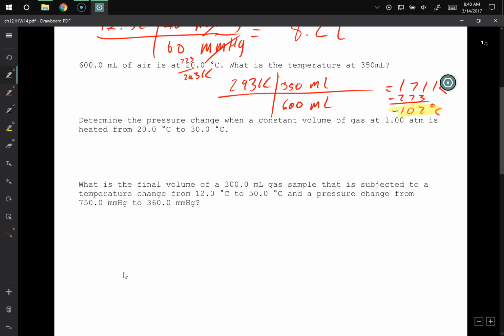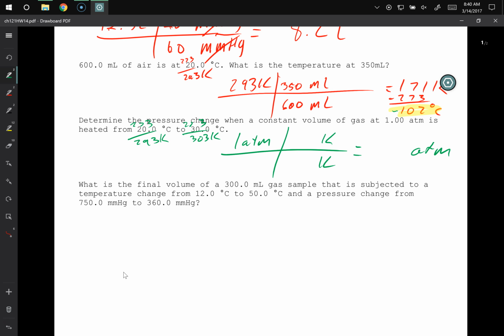Okay, so determine the pressure change when a constant volume of gas at 1 liter is heated from 20 degrees Celsius to 30 degrees Celsius. So first thing, add 273, so 293 K, and 273 to get 303 K. All right, I want to know what the pressure change is, so my answer needs to have pressure in it. So I've got 1 atm, and a Kelvin and a Kelvin, and then the 1 atm I'm going to need to turn into another atm.